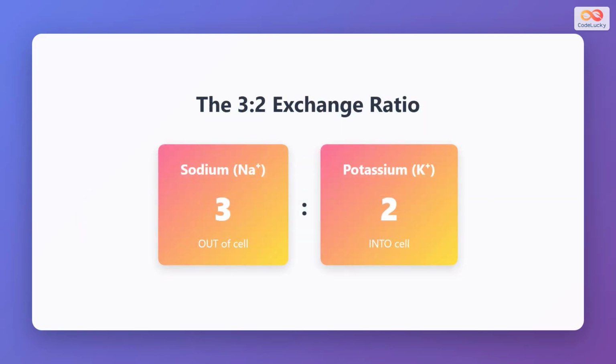The sodium-potassium pump operates on a specific exchange ratio of 3:2. For every cycle of the pump, it moves 3 sodium ions out of the cell and 2 potassium ions into the cell. This unequal exchange is important because it not only maintains ion gradients, but also creates an electrical charge difference across the membrane. The pump is always moving these ions against their concentration gradients, which is why it needs energy.